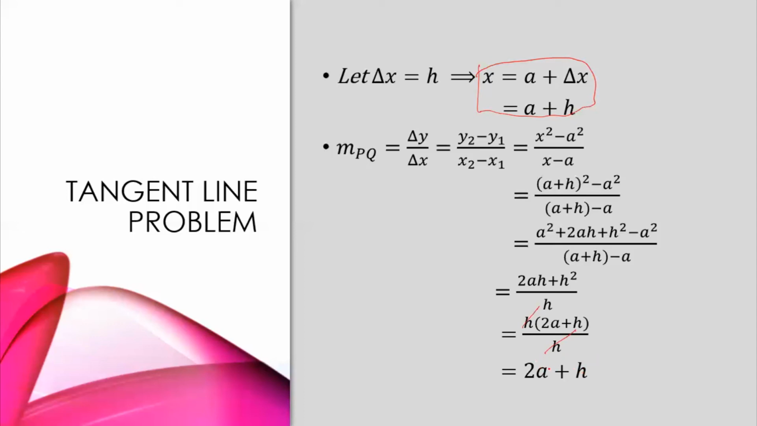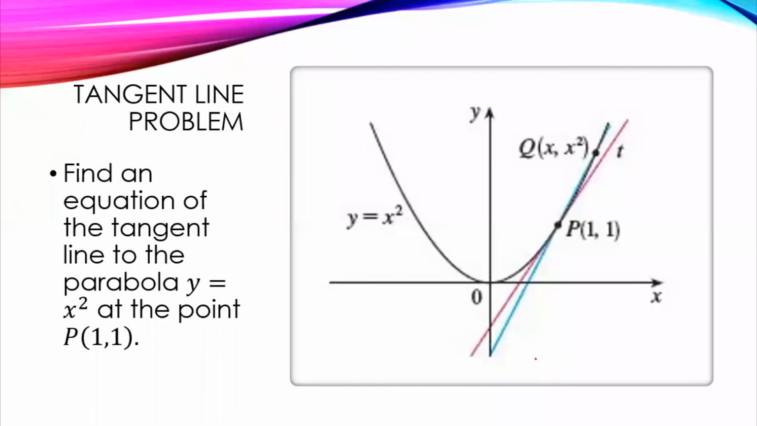Now, this is the slope predictor formula. Okay. So, let's have a specific example. Find an equation of the tangent line to the parabola y is equal to x squared at the point (1, 1). Now, our example is just the same as the example that we have earlier.